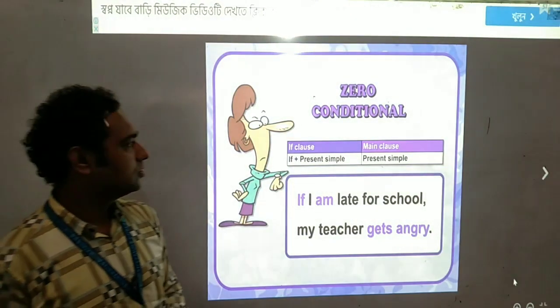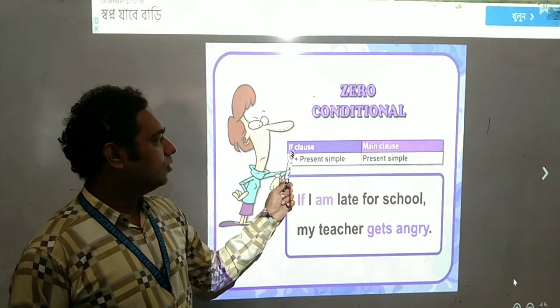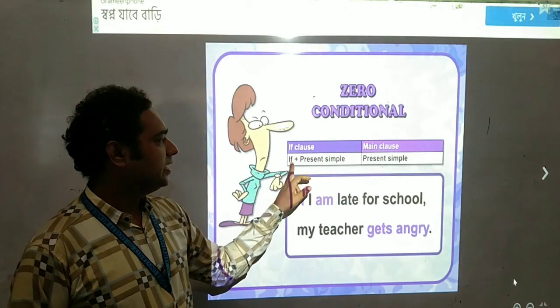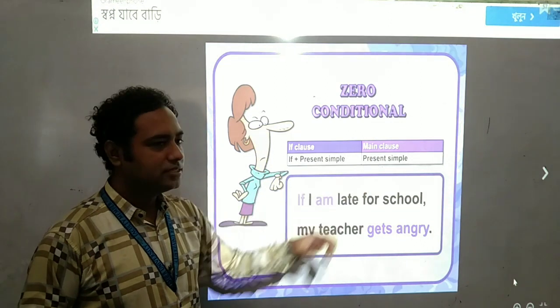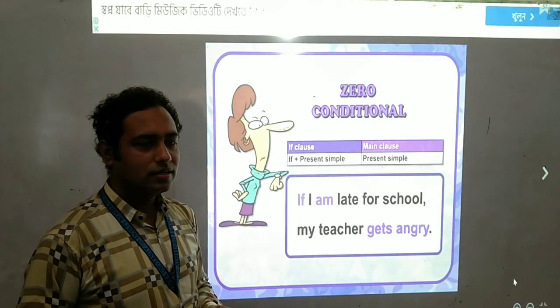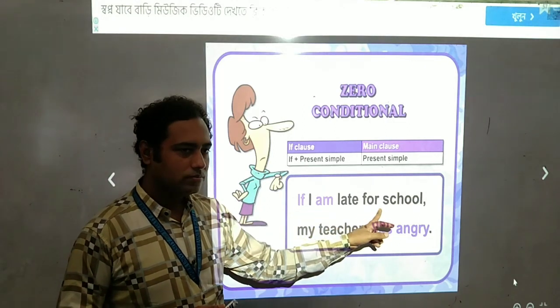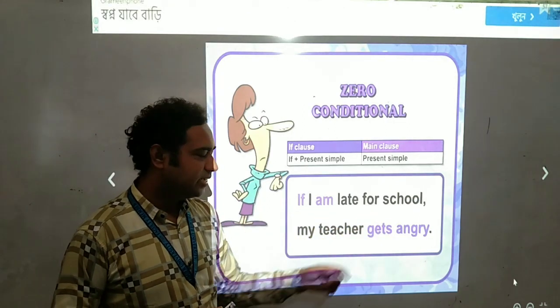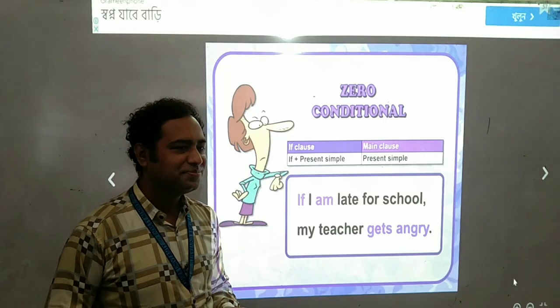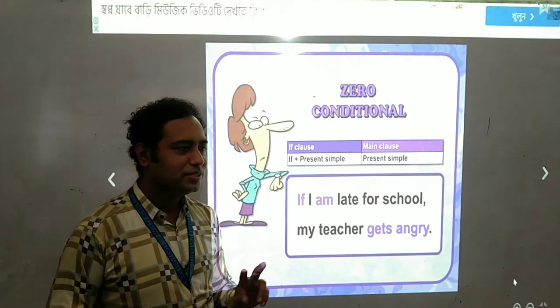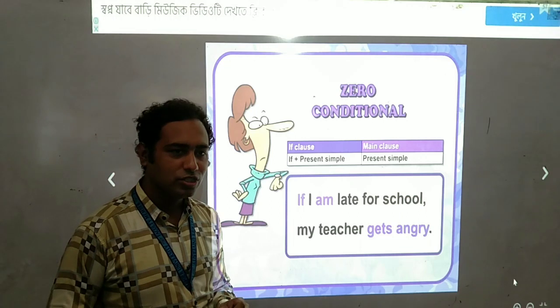Right. Zero conditionals. If clause plus main clause. If plus present simple and again present simple. How is that possible? Take a look. If I am late for school, my teacher gets angry. Present, present. And it is a zero conditional.